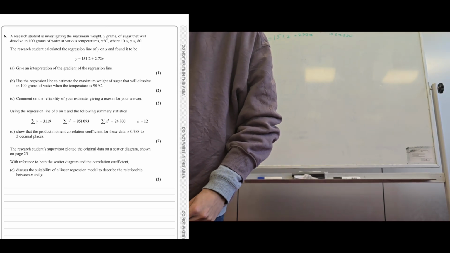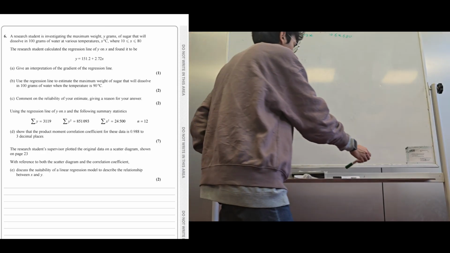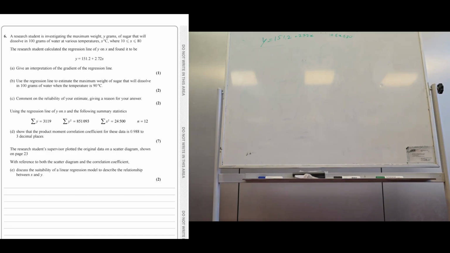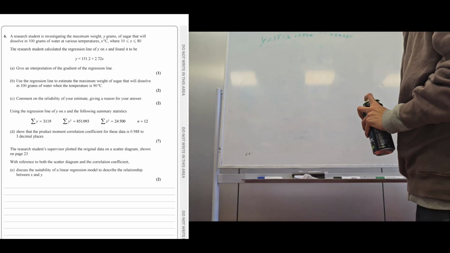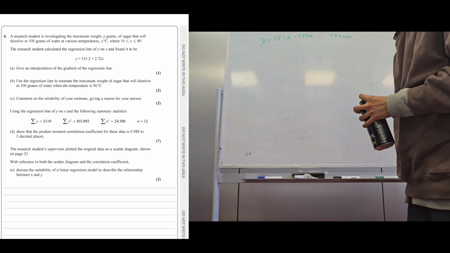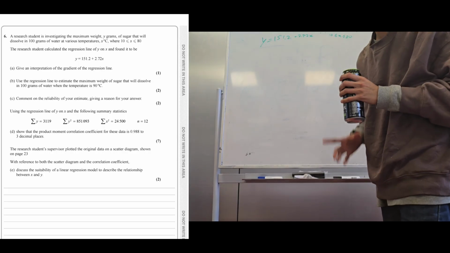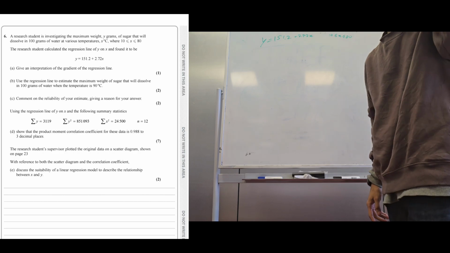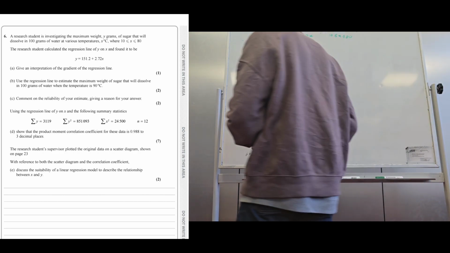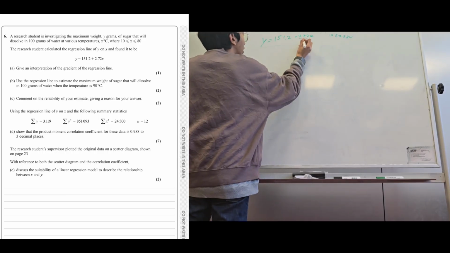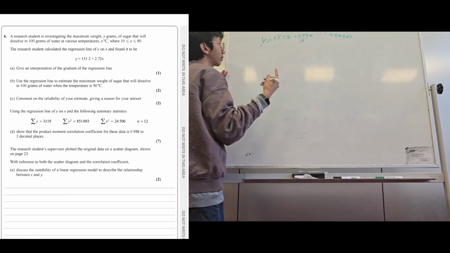Part A: give an interpretation of the gradient of the regression line. So we have the regression line here. 2.72 is our gradient. So what is the interpretation of that? We want to know the interpretation of this gradient here.